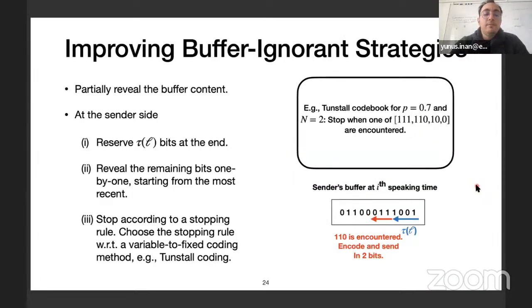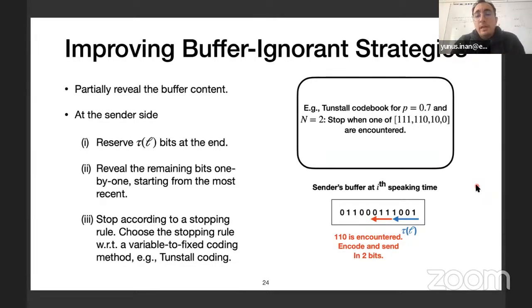So now we give a method to improve the buffer ignorance strategies, again, in an ad hoc manner. The simplest thing is, of course, partially revealing the buffer content, right? Because buffer ignorance strategies don't care about the buffer content, so we sort of want to reveal the buffer content. Okay, how do we do that?